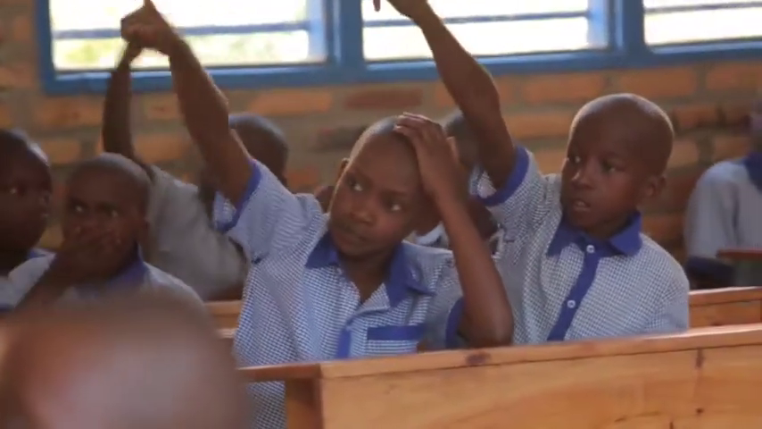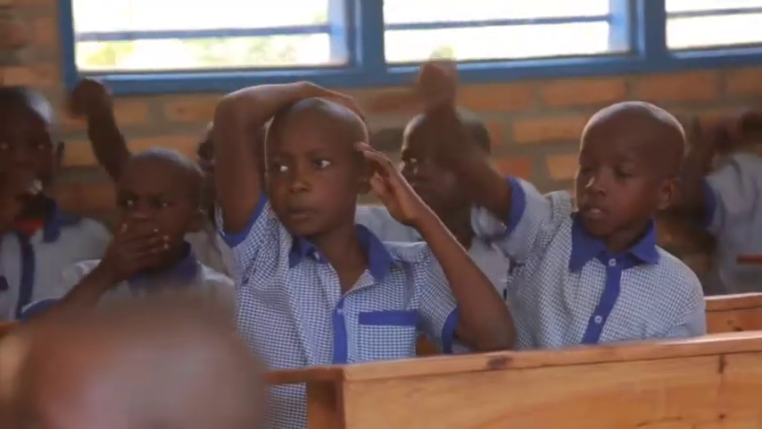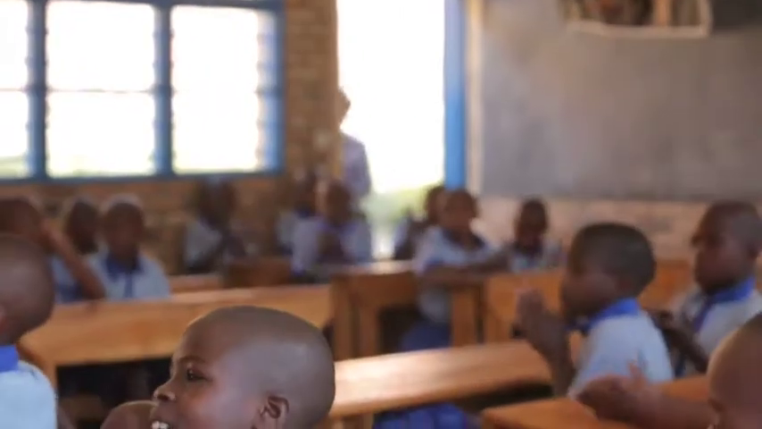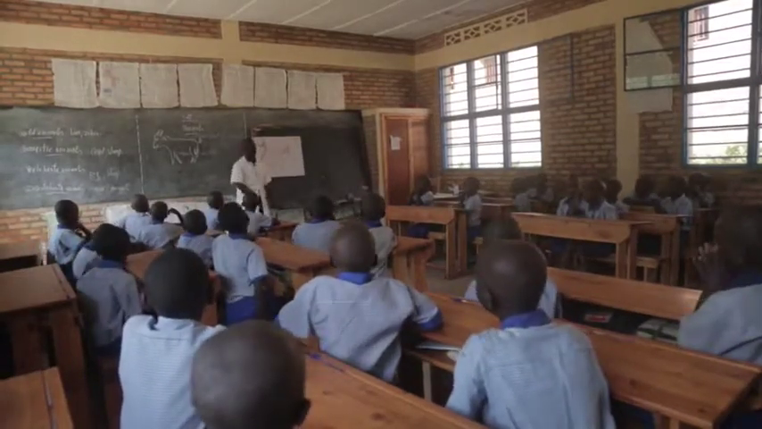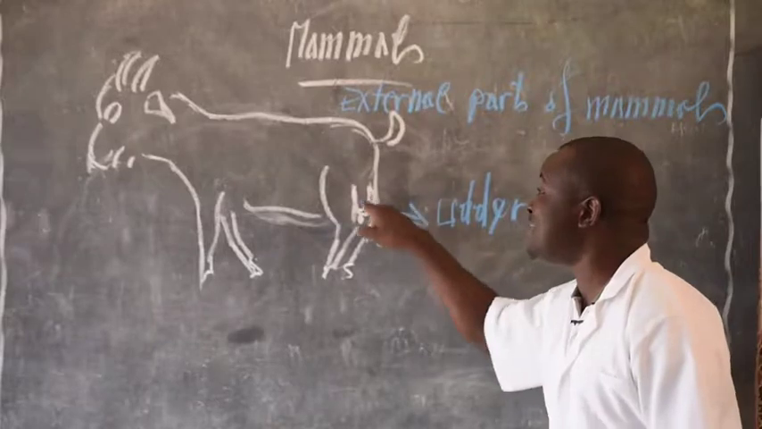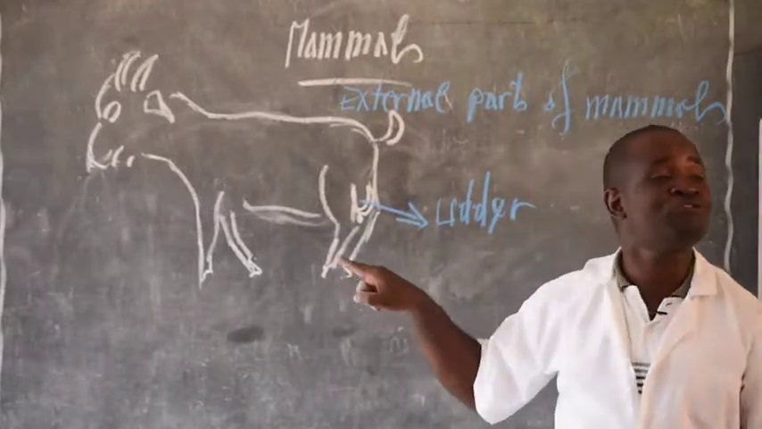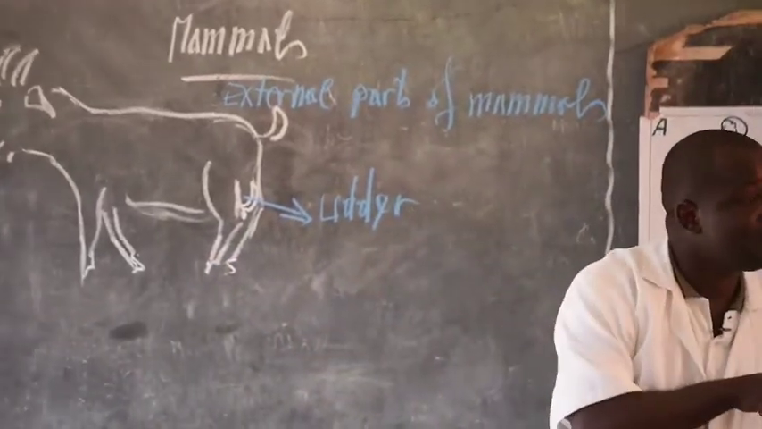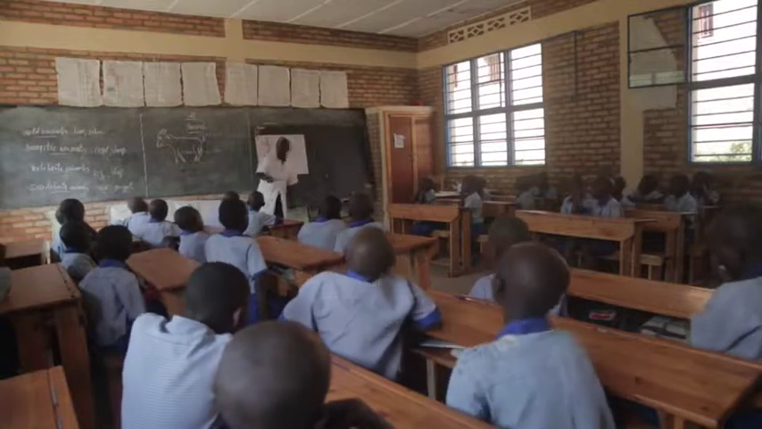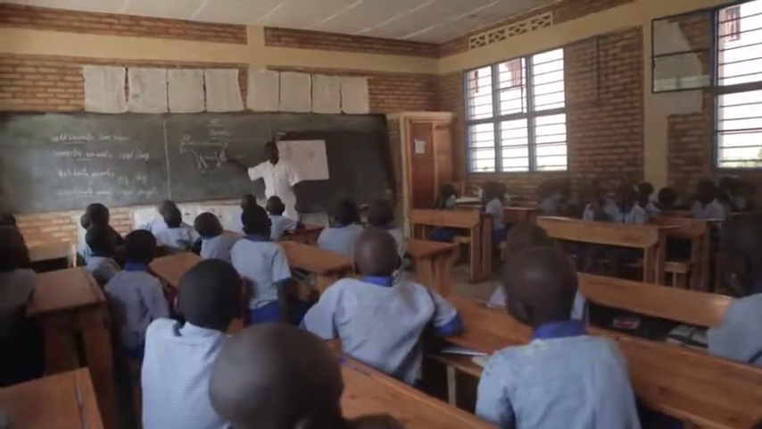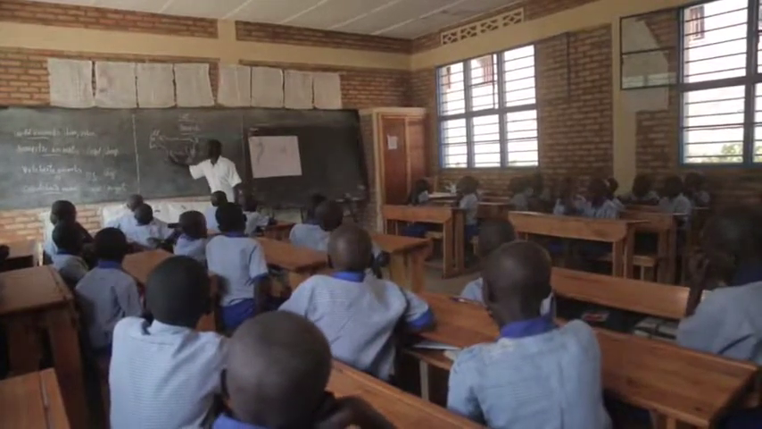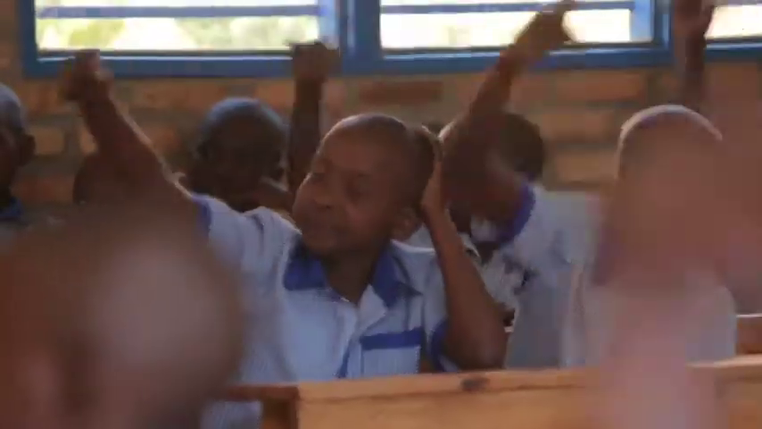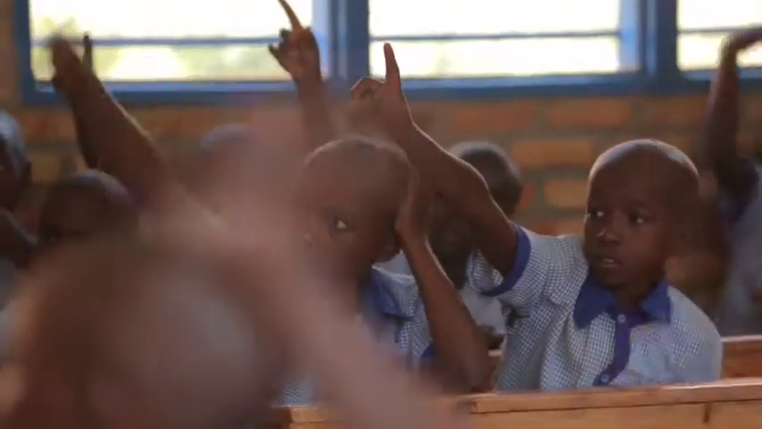Okay, Cynthia, stand up. Clap for Cynthia, please. We said that this one is the udder. Are we together? And we said this is the main external part of mammals. Any mammal is supposed to have udder. How did we call this external part?